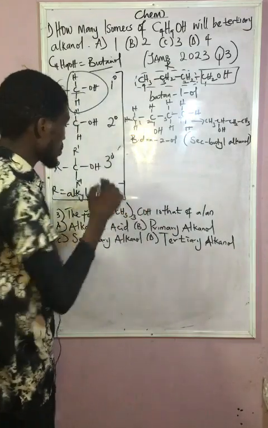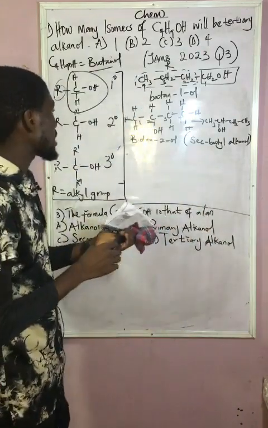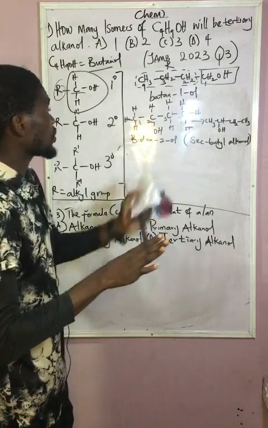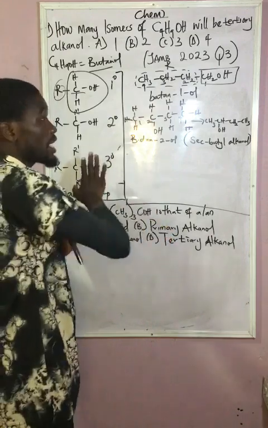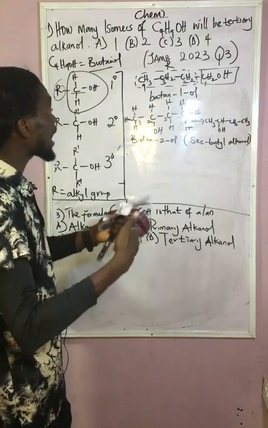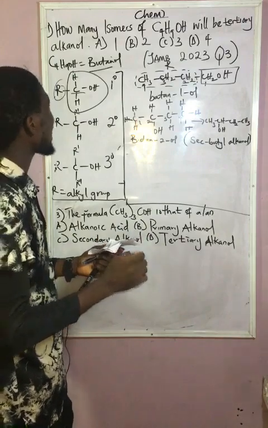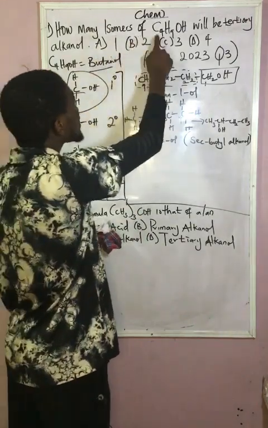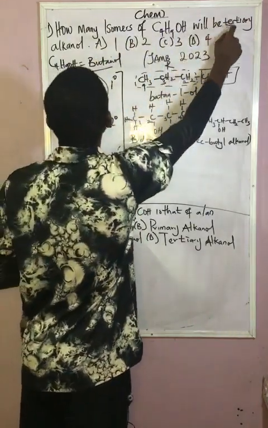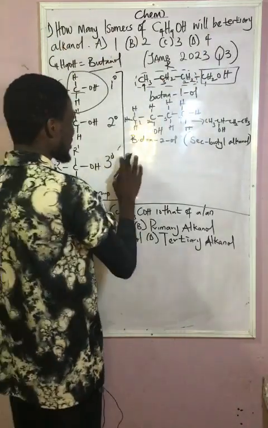Are you with me? So this is not the answer. I'm just showing you this explanation in case you have a question relating to it. I want to answer it. So the next one is, can we have another isomer under this? Initially, they asked how many isomers of C4H9OH will be tertiary alkanol. So the next one we have this.